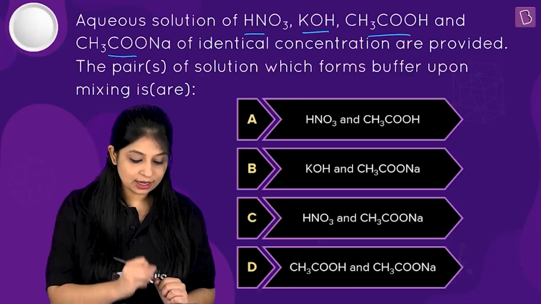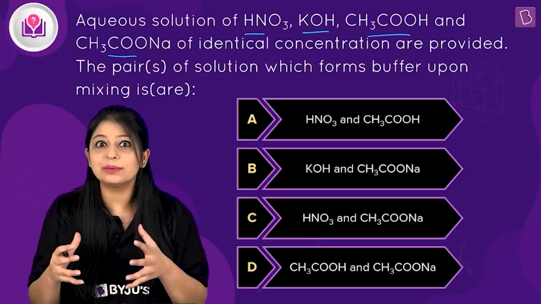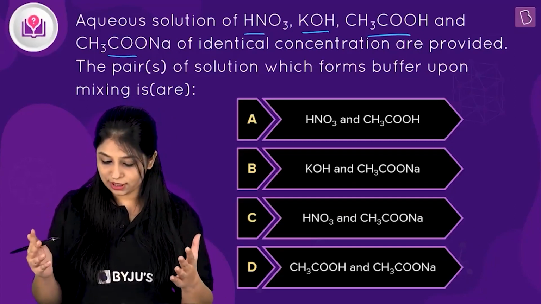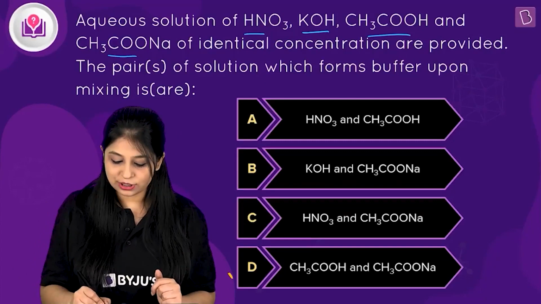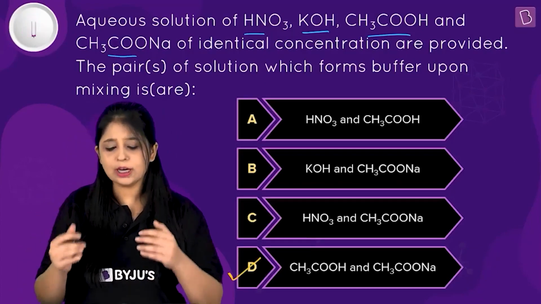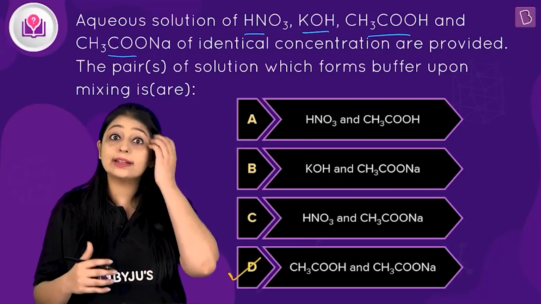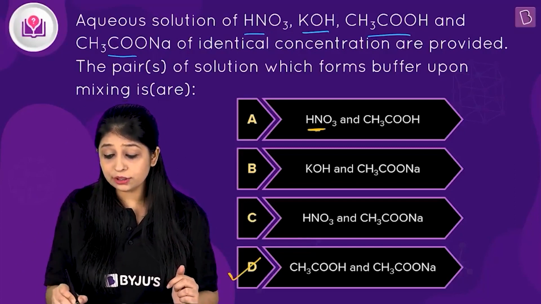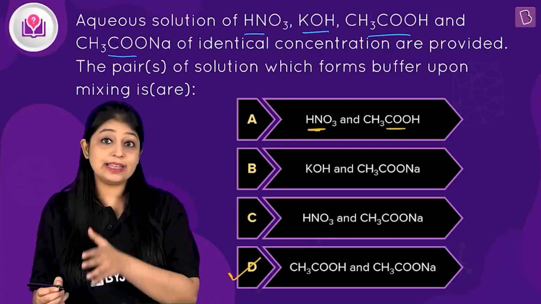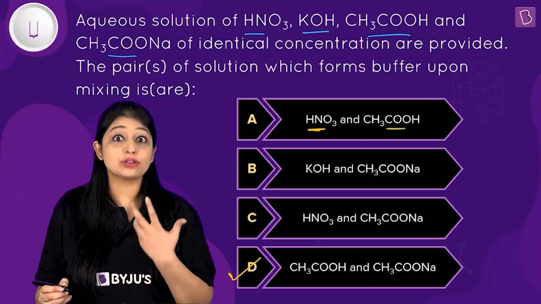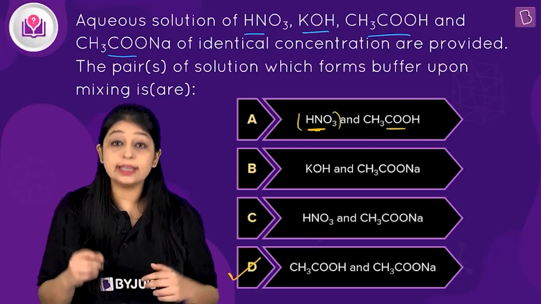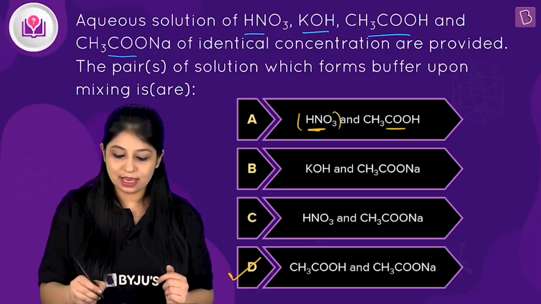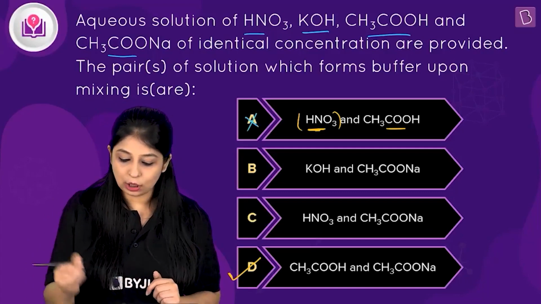So the combination that will give us a buffer would be CH3COOH plus CH3COONa. That is our option D, which is the correct option. However, let's go through all these other options and make sure we are not missing anything. The first option is HNO3 and CH3COOH. We have a weak acid, however we do not have its conjugate base, because HNO3 will dissociate completely to give H+ ions and NO3- ions. So obviously option A is not correct.